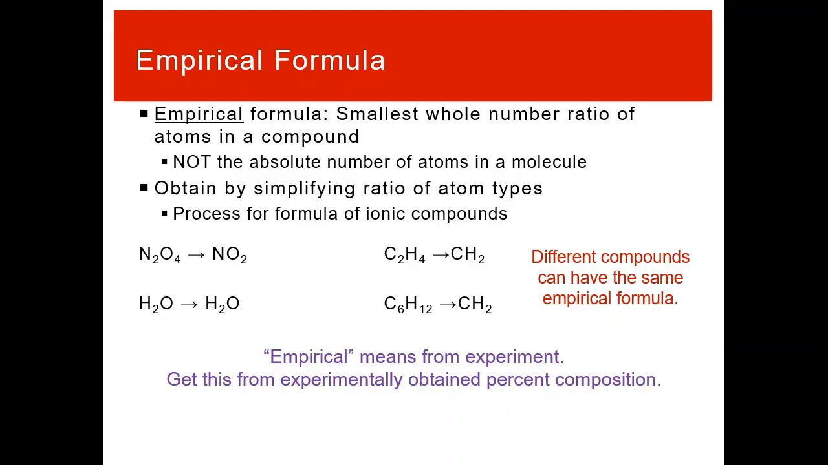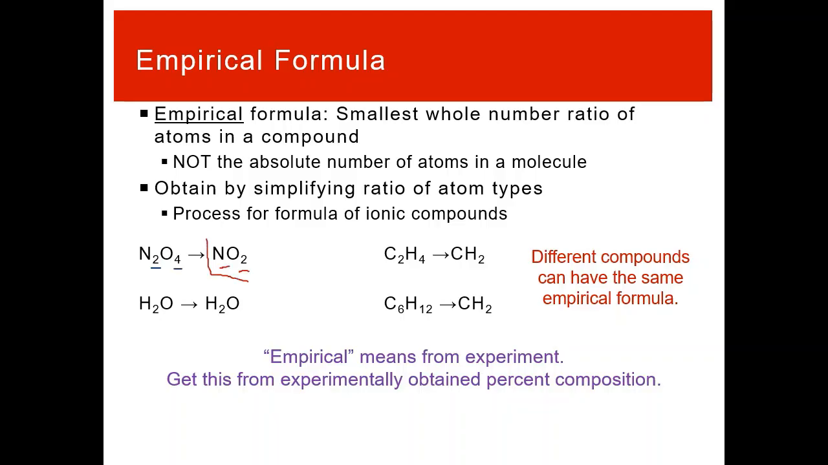An empirical formula is a simplified ratio of the atoms in a compound. It's not the absolute number. It's a process we've seen before with ionic compounds. So for example, N2O4, both of those numbers are divisible by 2. But since it's a covalent compound, we don't simplify it. That molecule is 2 nitrogens and 4 oxygens. The empirical formula, we would simplify to 1 and 2.